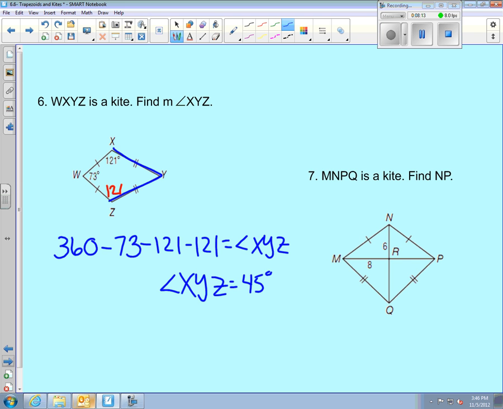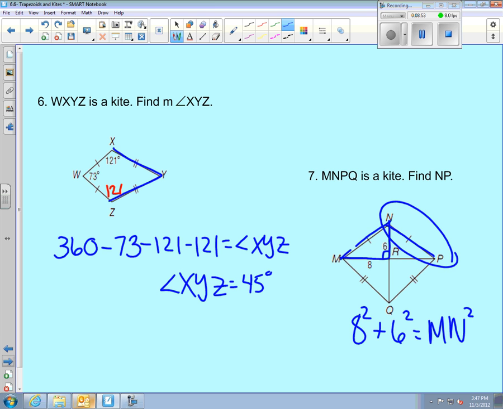Okay, number 7, MNPQ is a kite. Find NP. Here's NP that we want to find, which is congruent to my other side, MN. If I look closely, MN has created a triangle with the other two sides where we know their measures. And we know that this is a right triangle because we're dealing with kites. So if you take 8 squared plus 6 squared, you're going to find MN squared. Go ahead and solve that and let me know what it is tomorrow. And when you find MN, we know that that's congruent to our NP.